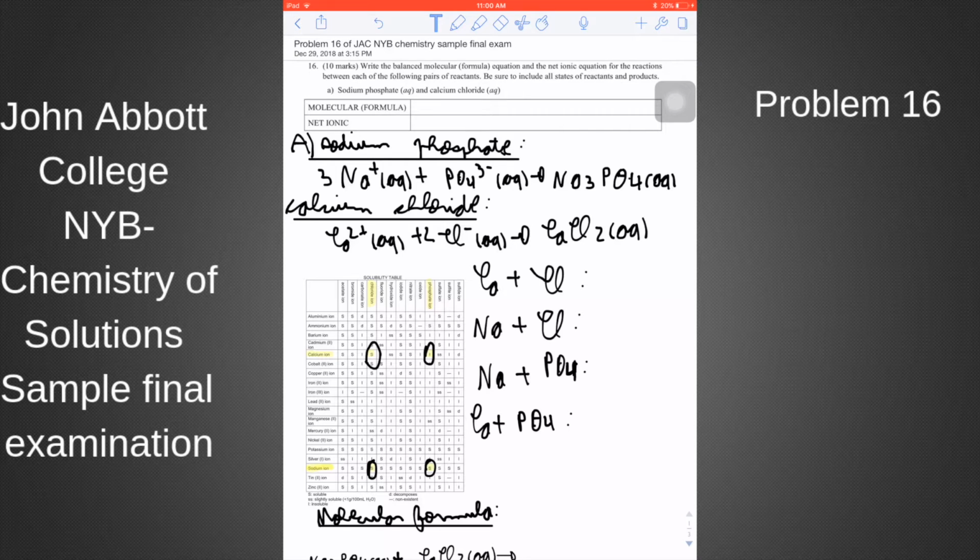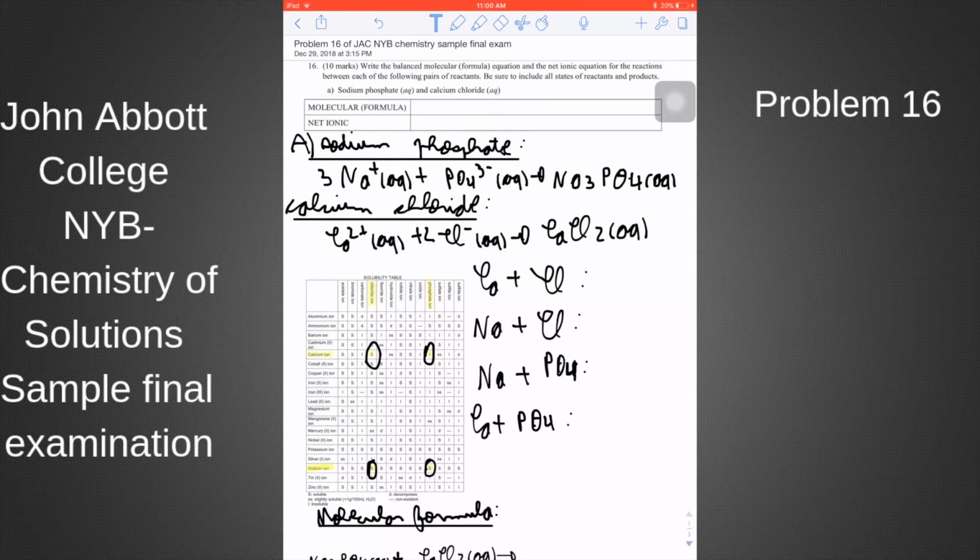Hi there, today we're going to be doing number 16 of John Abbott College's NYB Chemistry Sample Final Exam. Number 16 is asking us to find the balanced molecular and net ionic equations for the reaction between the following pair of reactants. So in A we have sodium phosphate and calcium chloride.